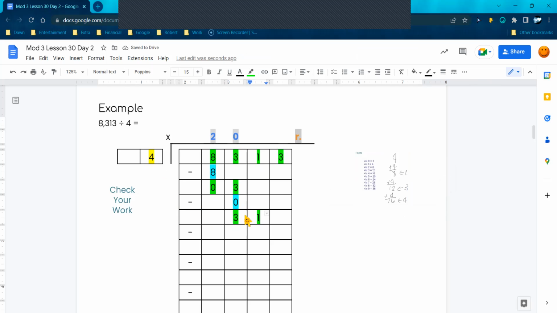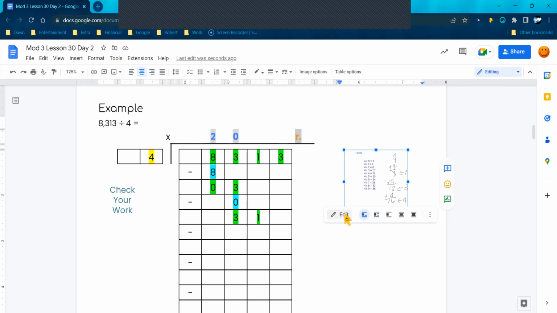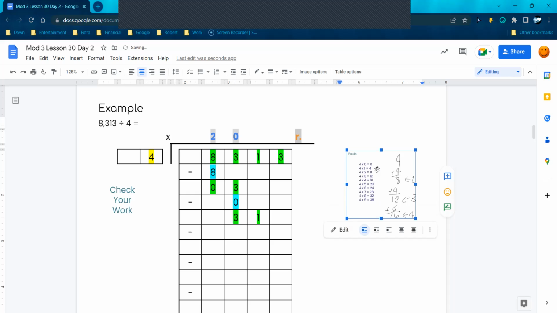4 goes into 31. So I'm going to look over here. I'm going to actually try to make this just a little bigger for you guys. So I'm looking at 31. So I'm looking at my multiples and getting as close. I have 32. Oh, 32 goes over. So I've got to go the one below, which is 28. And that number is 7.